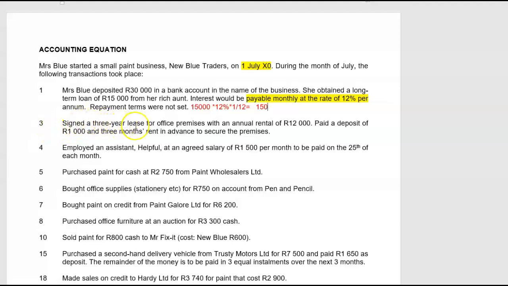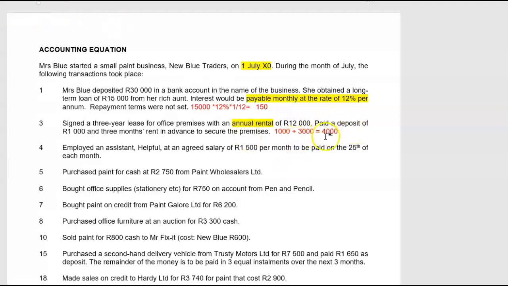Great. On the 3rd, what happened on the 3rd? She signed a 3-year lease for office premises with an annual rental of 12,000 Rand. So 12,000 divided by 12 gives us 1,000 Rand per month. She paid a deposit of 1,000 Rand and 3 months rent in advance to secure the premises. So how much did she pay? She paid a deposit of 1,000 Rand and then she paid 3 months worth of rent of 1,000 Rand per month, so in total 3,000 Rand. So the total that she has paid is 1,000 plus 3,000 equals 4,000.